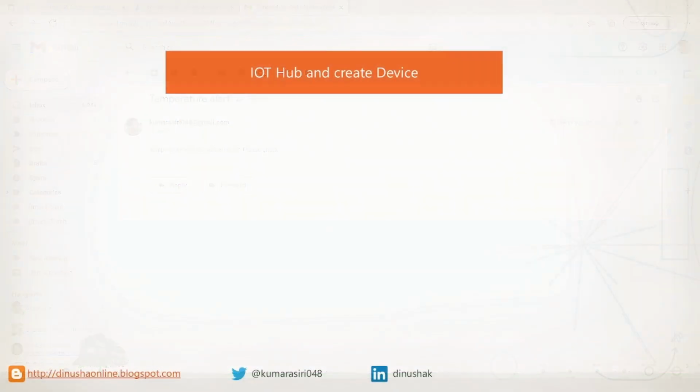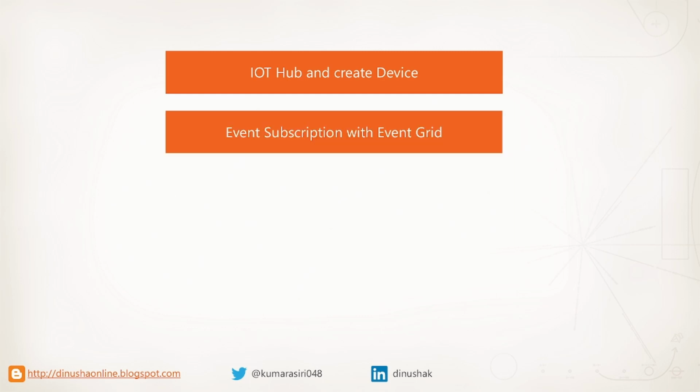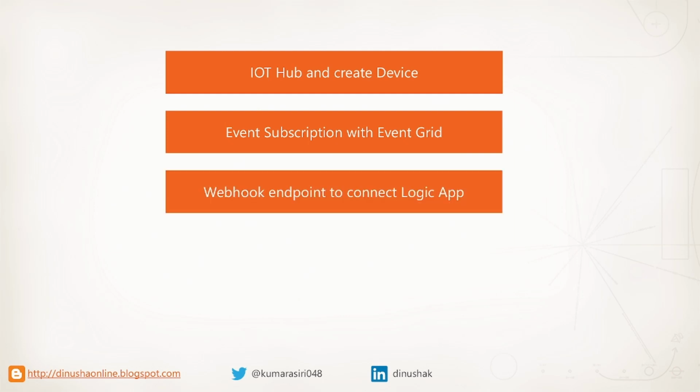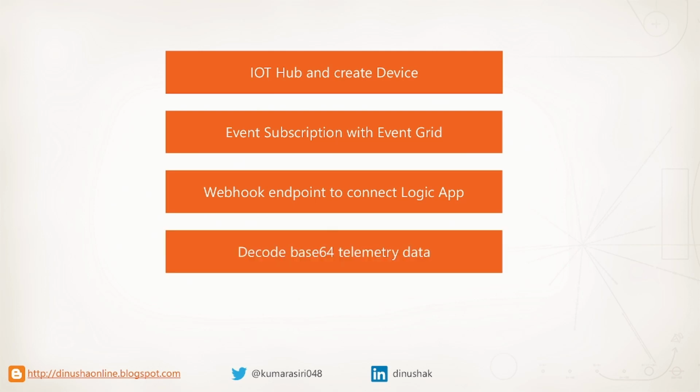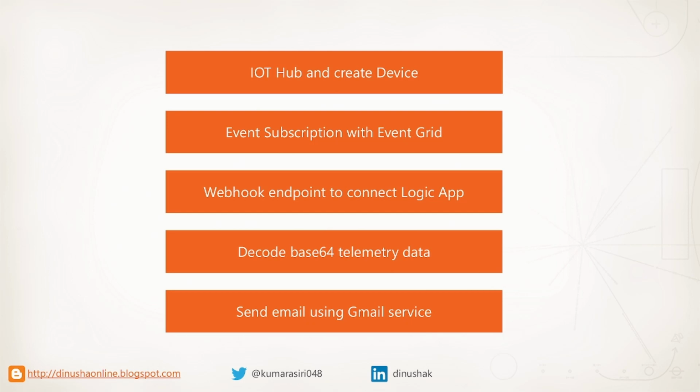Okay, let's review what we have learned. First, we created an IoT hub and created a device. Then we created an event subscription with the event grid. Later, we created a webhook endpoint and connected it to our logic app. Then within the workflow, we extracted the telemetry information and decoded it from base64 to a normal string. And finally, we sent an email using the Gmail service.